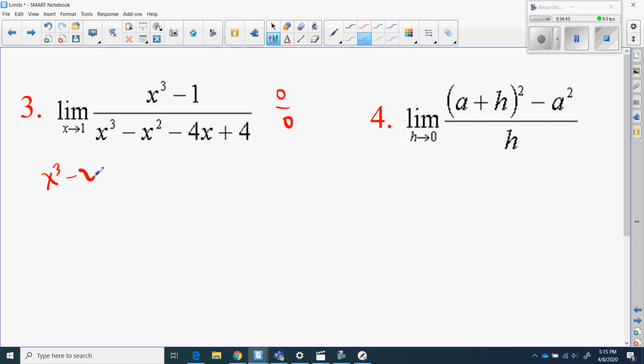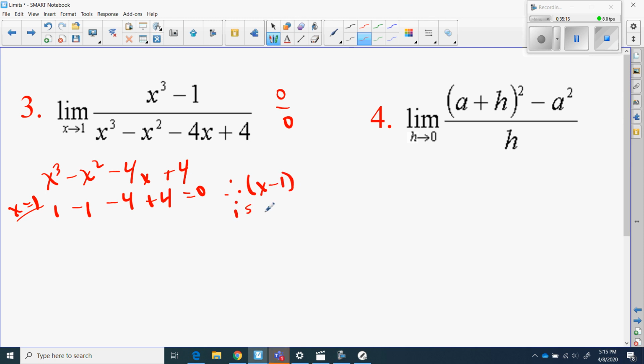So x cubed minus x squared minus 4x plus 4. And I need to find something I can put in here for x that will make this equal to 0. So let's try x equals 1. If I put a 1 in here, which we know gives a 0 because we already checked it up here, so it's 1 minus 1 minus 4 plus 4 equals 0. So remember, that means if you substitute 1, x subtract 1 is one of the factors.